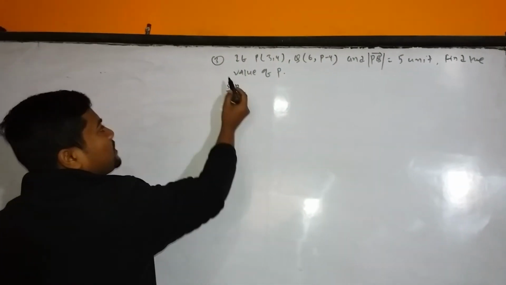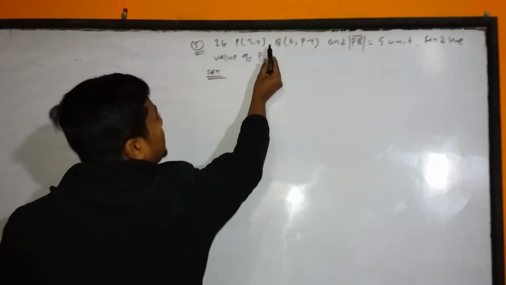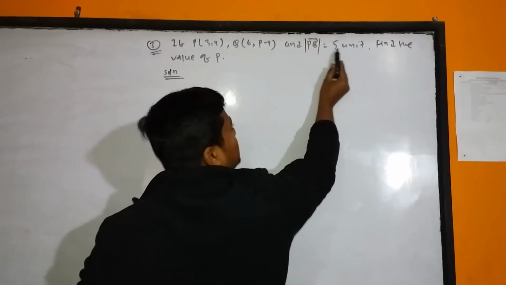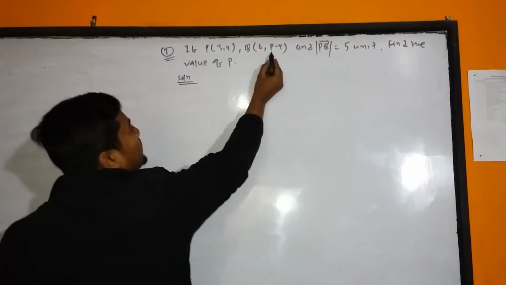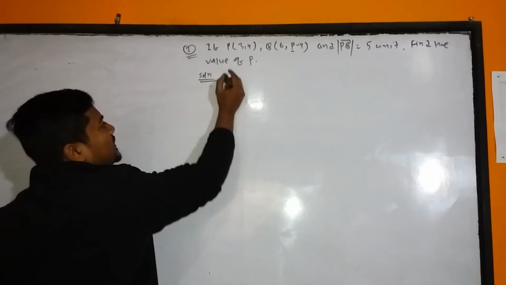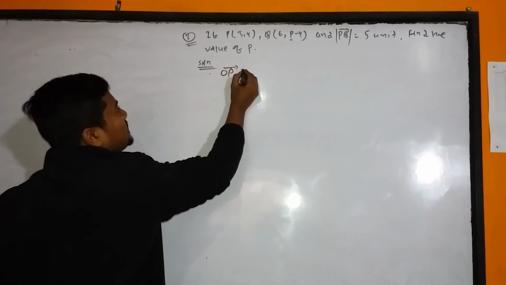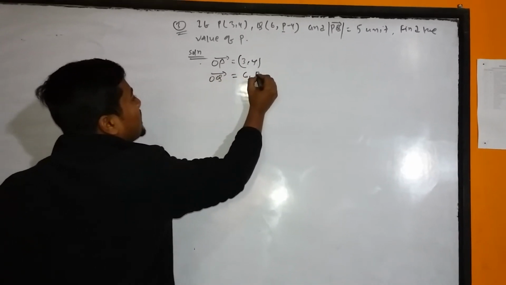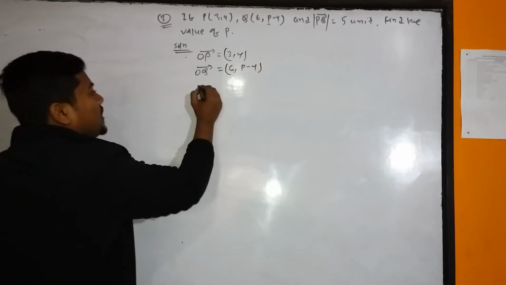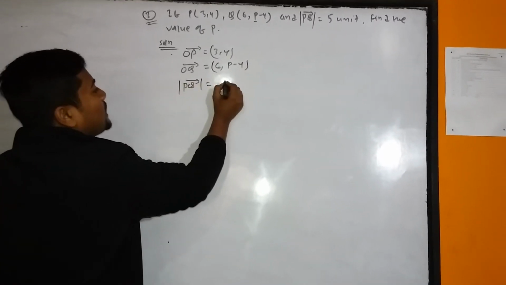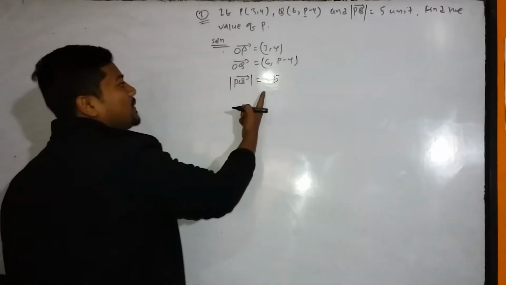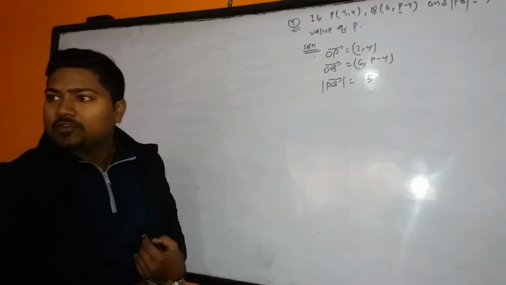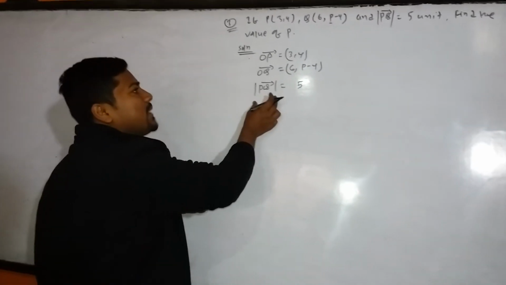In question number 3, the P coordinate is (3, 4), the Q coordinate is (6, p minus 4), and the magnitude of the PQ vector is equal to 5 units. Find the value of p. So now the solution. The P coordinate means you can write the OP vector as (3, 4), and the OQ vector is (6, p minus 4). The magnitude of the PQ vector is given as 5. First of all we have to find the PQ vector, and only then the magnitude.